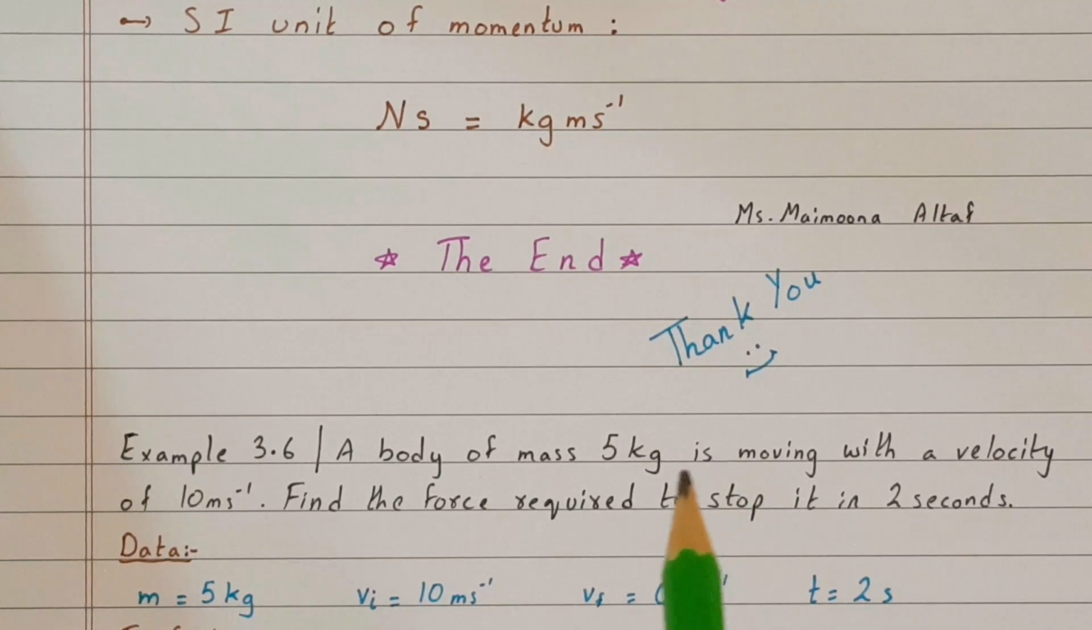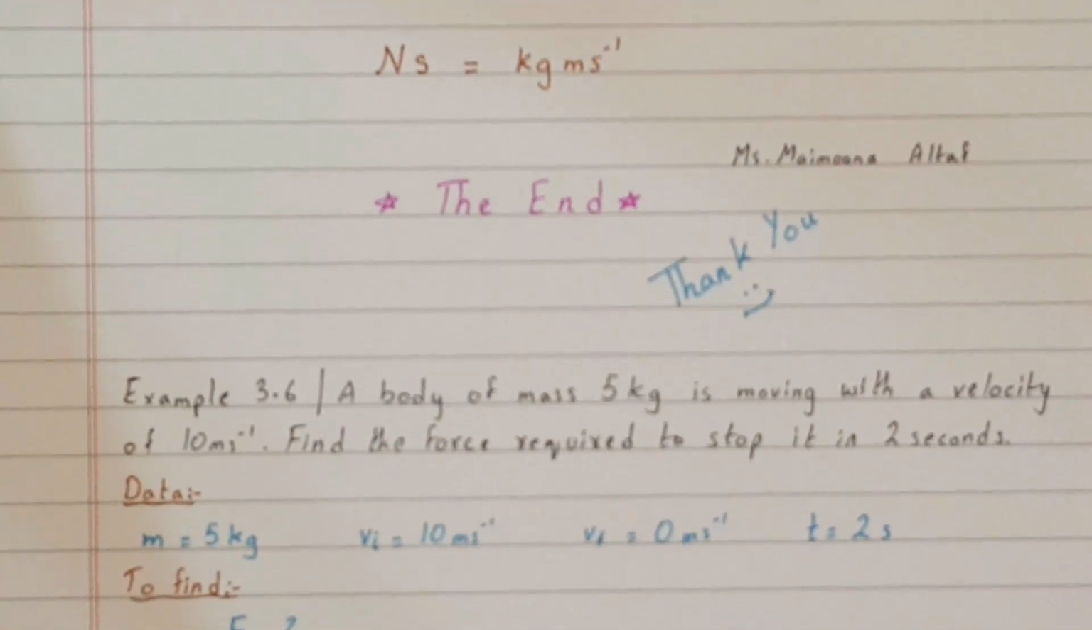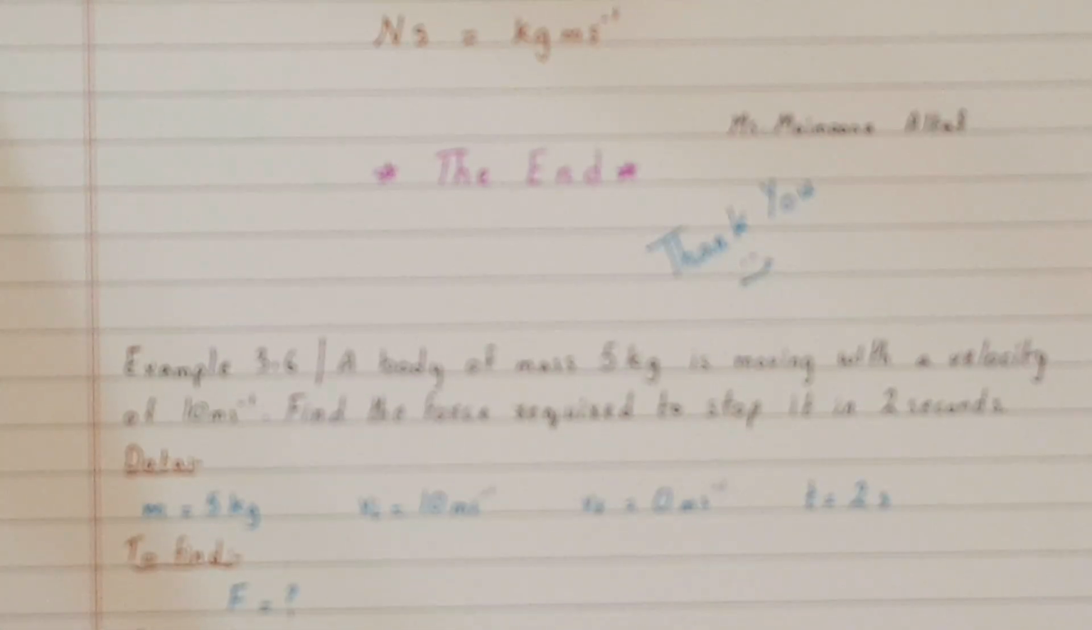We need to stop the object. When the object is not moving, the velocity will be 0. So the final velocity of the body will be 0. And how much time is required to stop the object? 2 seconds. We have to find the amount of force required to stop this body, which was initially moving at 10 meters per second, in 2 seconds.